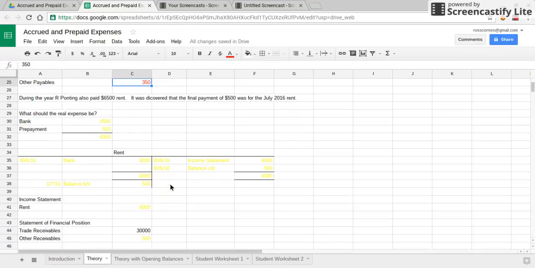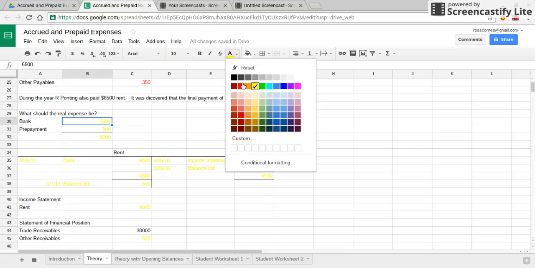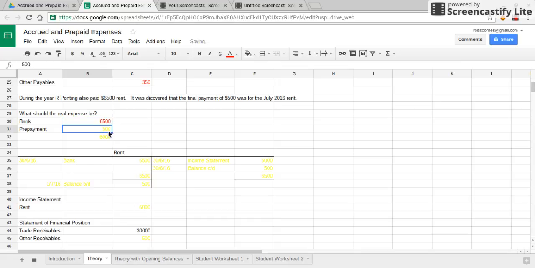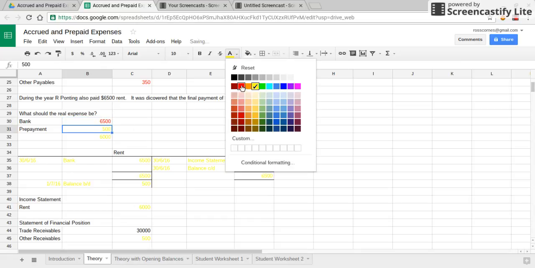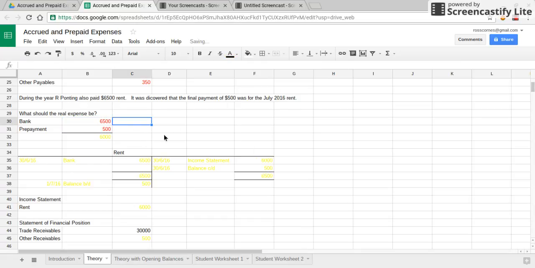Okay, we can also have the opposite type of scenario, and that's where we've paid too much rent. So in this case, the rent paid was $6,500, but $500 of that belonged to the previous year. And therefore what we're actually going to do is subtract $500 from $6,500 to find out what the amount of expense should have been for the year. It should only have been $6,000.